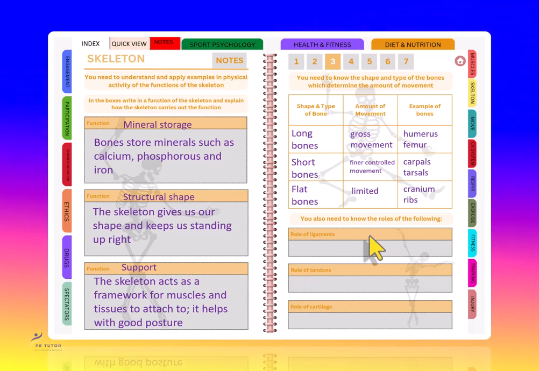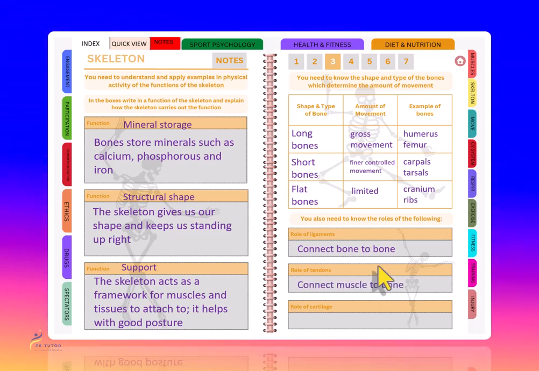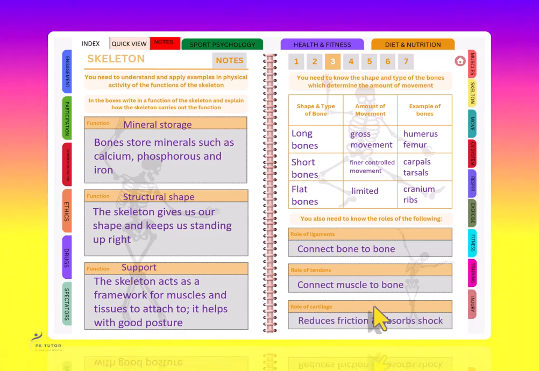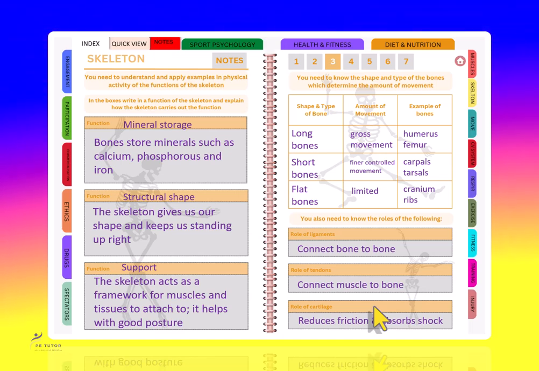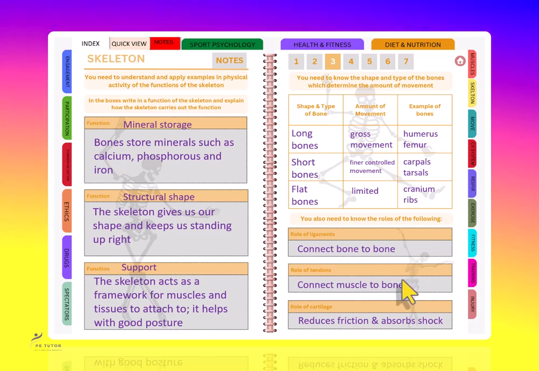The role of ligaments is that they connect bone to bone. The role of tendons is that they connect muscle to bone. And the role of cartilage is that it reduces friction and absorbs shock. So take some time to make sure you get those sorted.